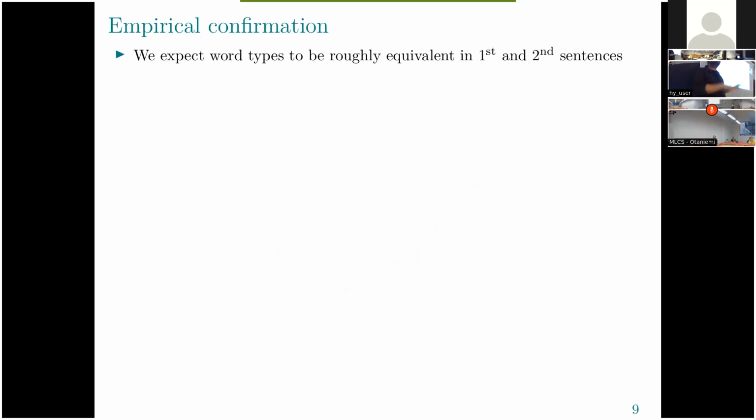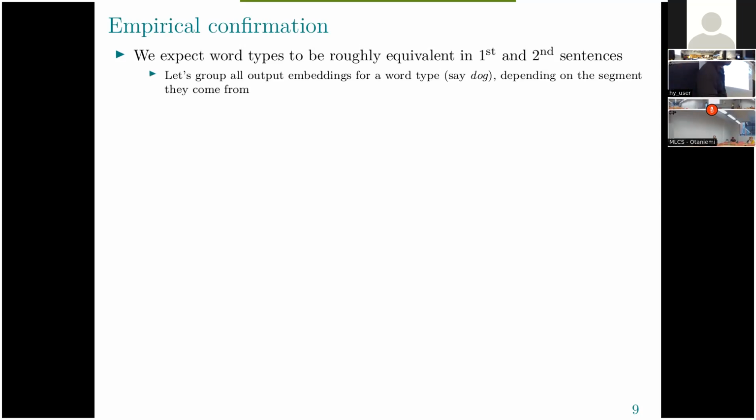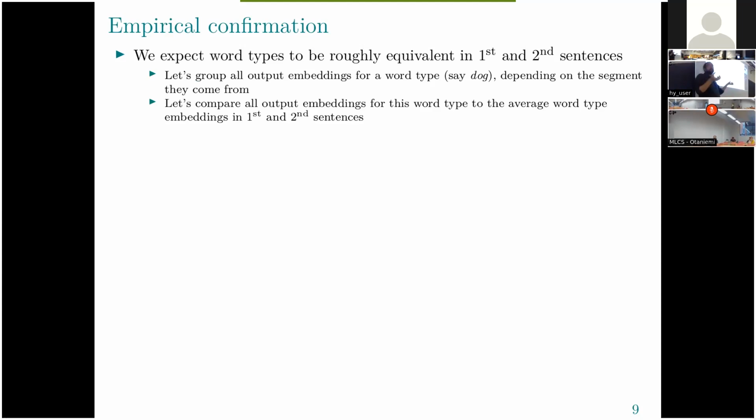What we can highlight is that if we create sets per word type of output embeddings, we take all the occurrences of a contextualized embedding for dog, and separate them depending on whether they are in the first sentence or the second sentence of the input. So if my dog is a pooch, this is from a first sentence of the input, and we simply compute the average for all dog contextualized embeddings within the first group. We do the same for the second group. Then we can compare one specific embedding to the average for the dogs in the first sentence versus the average for the dogs in the second sentence.